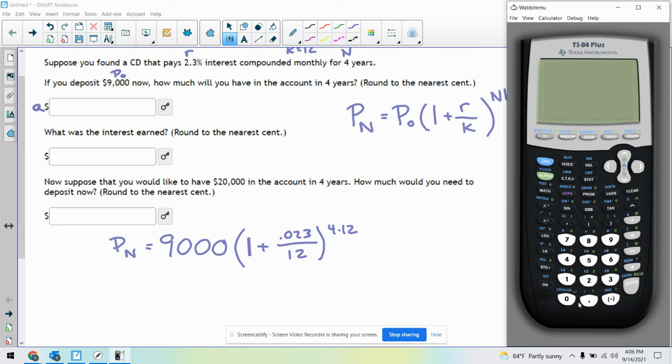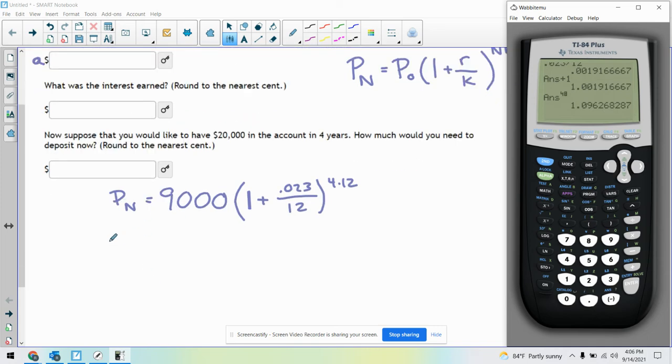I start with R over K. That's 0.023 divided by 12. That's 0.001916. So I'm just going to add 1 to that, plus 1. So that's this whole parenthesis. Now I have to raise that to the power of 4 times 12. I'm going to raise it to the power of 48.